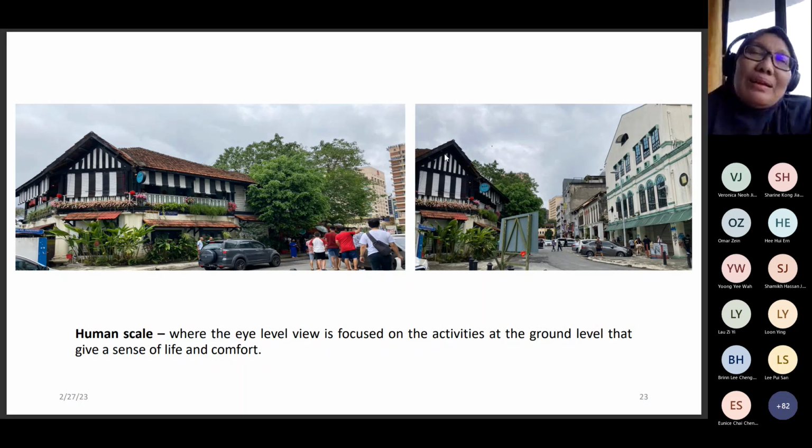This is something that we are not good at. We are good at building tall buildings, high rises, but we don't take care of that human scale at the ground level where the eye is appreciating the townscape.